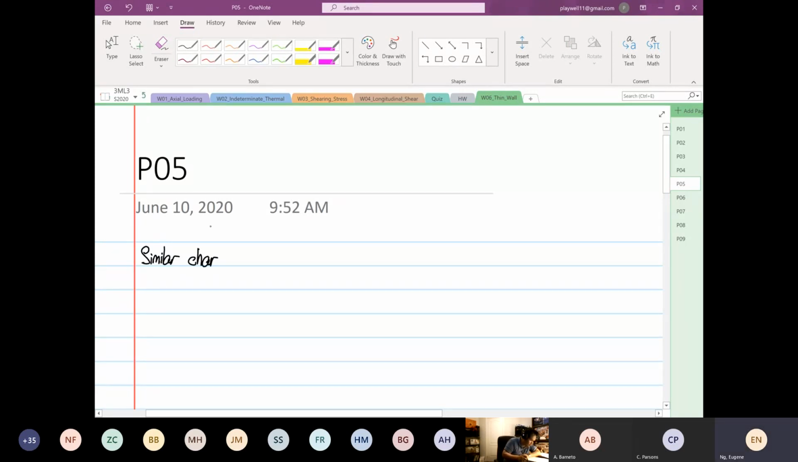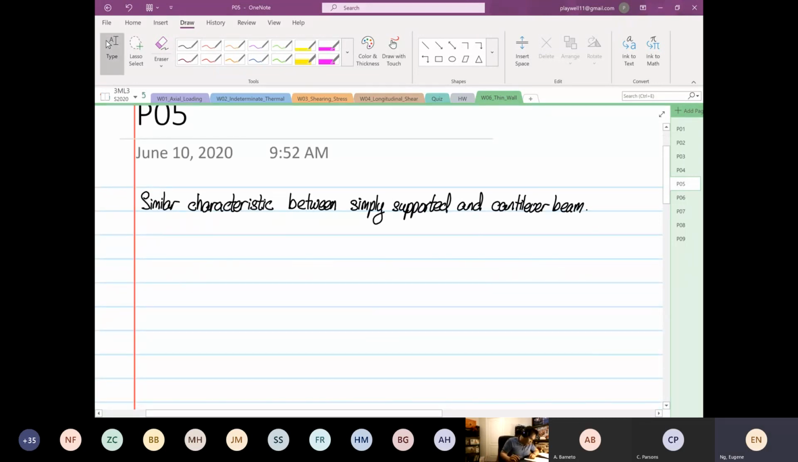I'm going to also introduce to you all the next big chapter that we're going to learn. Okay, similar characteristic between simply supported and cantilever beam. Okay, so why do I highlight that? Okay, why do I highlight it?